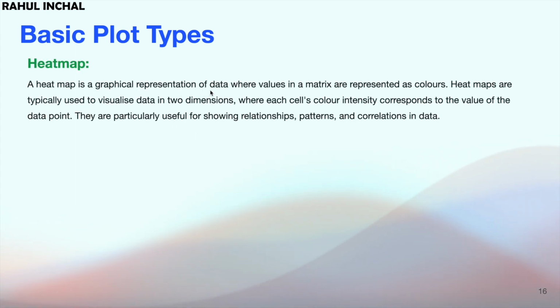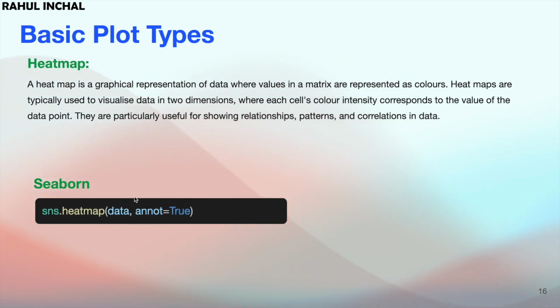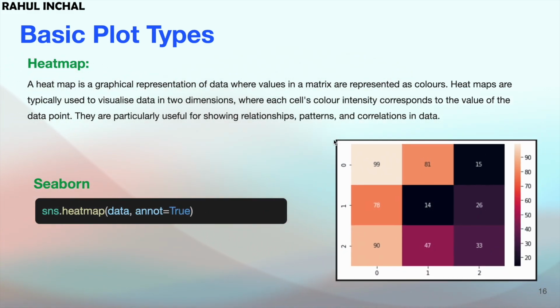Next plot is heat map. Heat map is a graphical representation of data where values in a matrix are represented in colors. Now heat map is majorly used for correlation, right? So sns.heatmap, and then you give the data. Now this is how the heat map is.